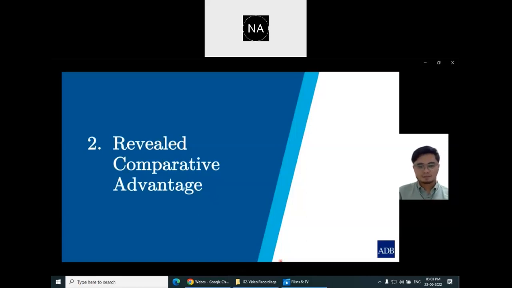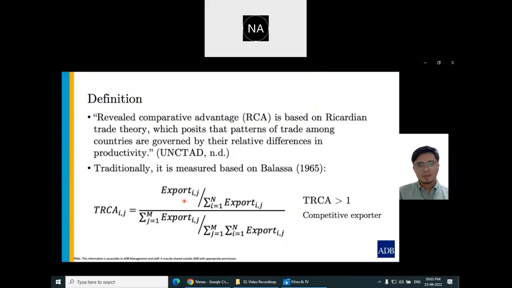Now we move on to calculating revealed comparative advantage, or RCA. Revealed comparative advantage, or RCA, is based on the Ricardian theory, which posits that patterns of trade among countries are governed by the relative differences in productivity. That's according to UNCTAD. Using exports data, we can therefore determine whether an economy has a comparative advantage for certain sectors.